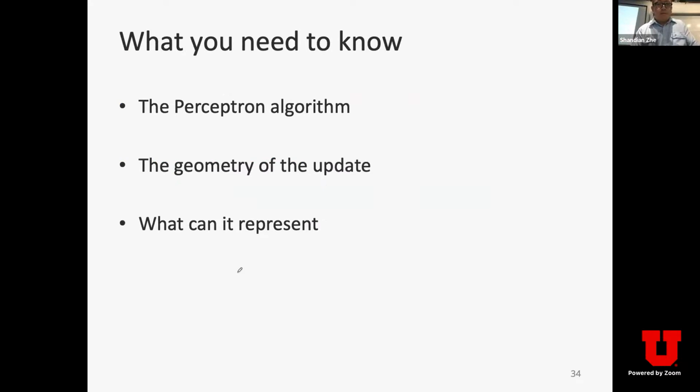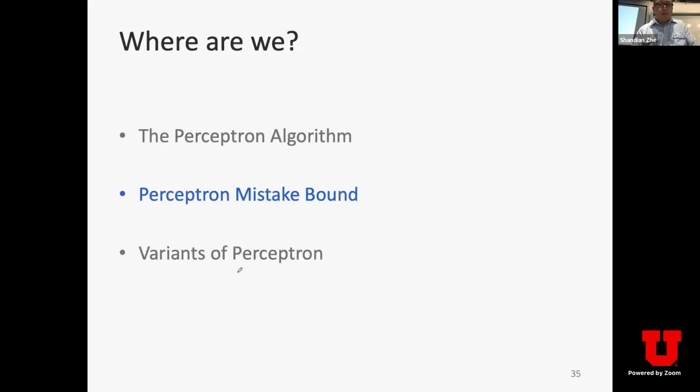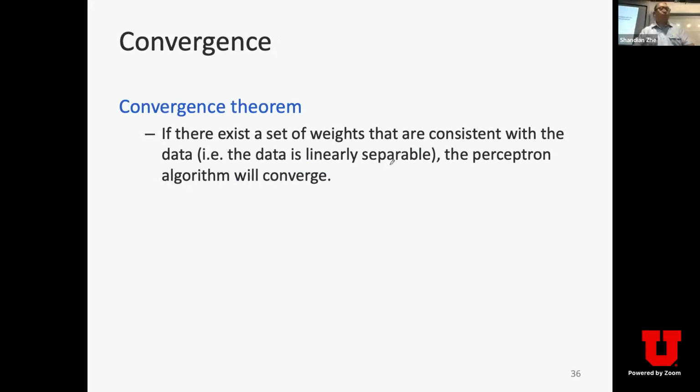Okay, so now the second problem we want to discuss is the behavior of the perceptron learning algorithm. We call it perceptron mistake bound. So first, convergence.